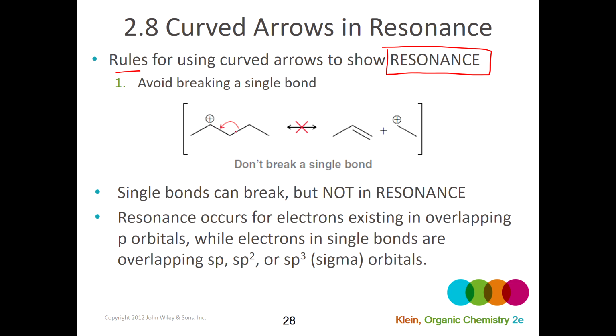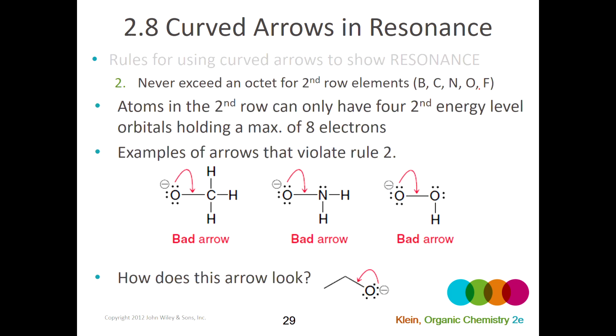So we want to avoid breaking or forming or involving in movement any sigma electrons or single bond electrons. So only the pi electrons are moving in resonance. Lone pairs can be in p orbitals and can count as pi electrons, or double or triple bonds. So that's pretty much it. In resonance, it's always going to be double bonds, triple bonds, or lone pairs that are moving.